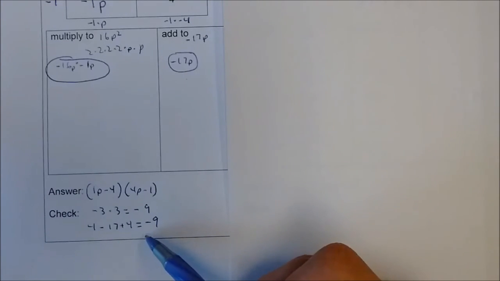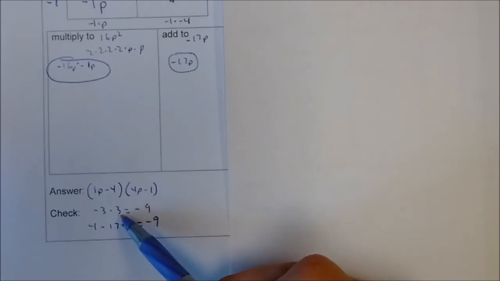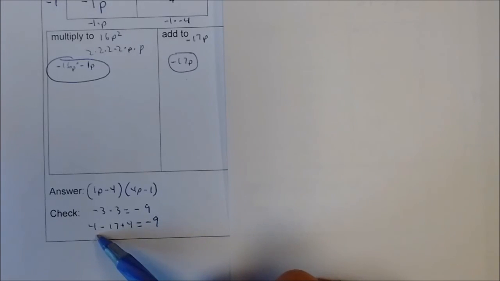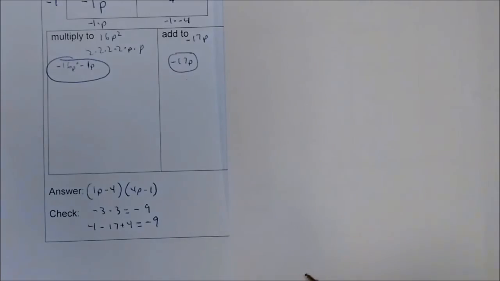And to check our work, I substituted in 1 for our expression here. 1 minus 4 is negative 3, 4 minus 1 is 3, and those multiply to negative 9. And for the quadratic, 4 minus 17 plus 4 is equal to negative 9.